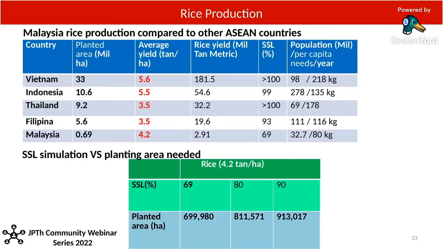Okay, if our production stagnates or is retained at the yield of 4.2 tons per hectare, to achieve an SSL from 69 to 80%, we need about 800,000 hectares of planted area. But to increase to 90% SSL, we need about 900,000 hectares of planted area for paddy. So if we cannot increase our productivity in rice production, we need to increase our land area.